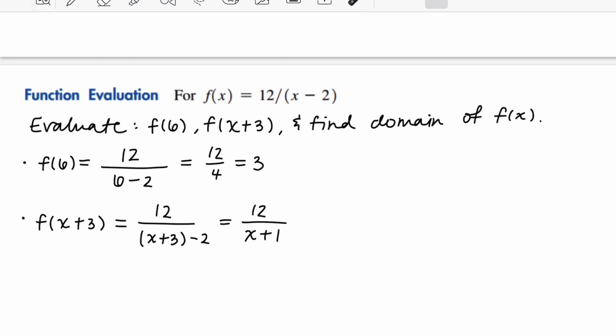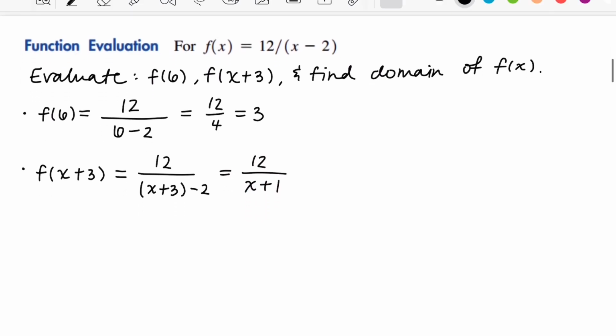Now, something to note here, for f of 6, we get an actual value. We get 3 here. And this is because we're evaluating our function at that value. Whereas for f of x plus 3, we're left with another function because we do not have an actual input value for x here.